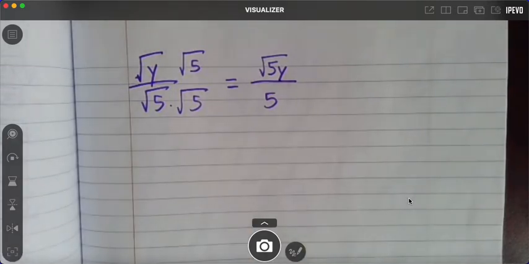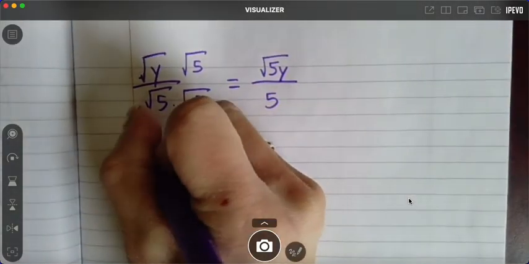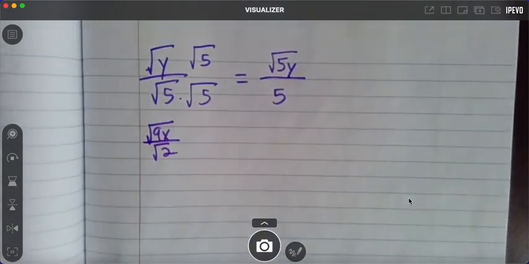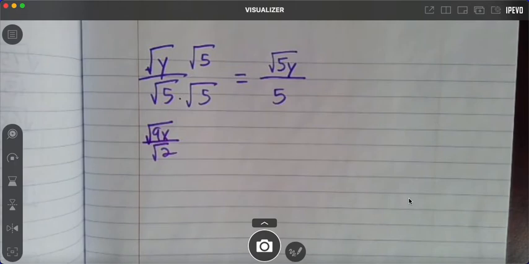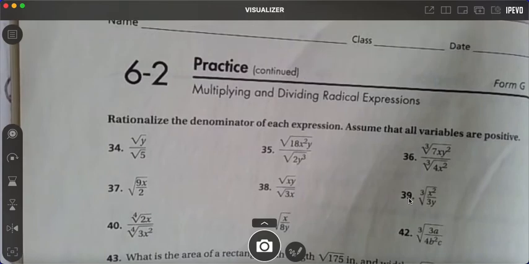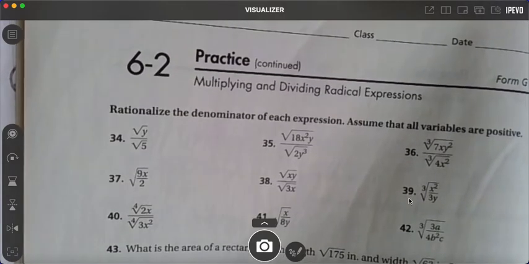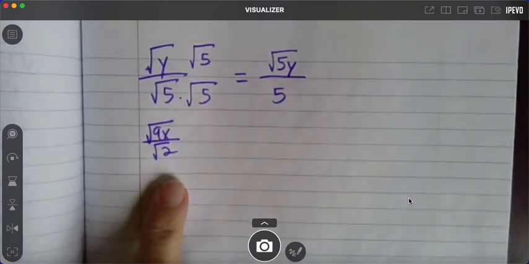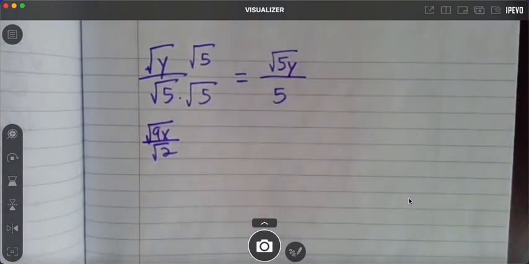It's not going to be that easy on all of them. Number 37 looks different, but it is the exact same thing. They have the square root of 9x divided by the square root of 2. This is how they write 37, the square root of 9x over 2. You can also write it like this, the square root of 9x over the square root of 2, because you can split your square root up.